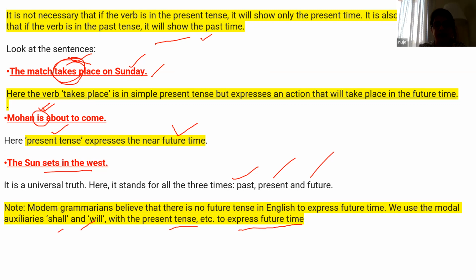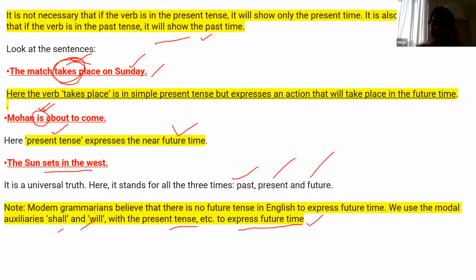We use modal auxiliaries like shall and will. When we add shall and will with the present tense, it expresses a future time. Hence, it is called a future tense. So in the traditional grammar we have past, present, and future. But modern grammarians believe there is no future tense. It is only a relevant future tense, because when auxiliaries are added to the present tense, you will be denoting the future. We will see that in the coming classes.